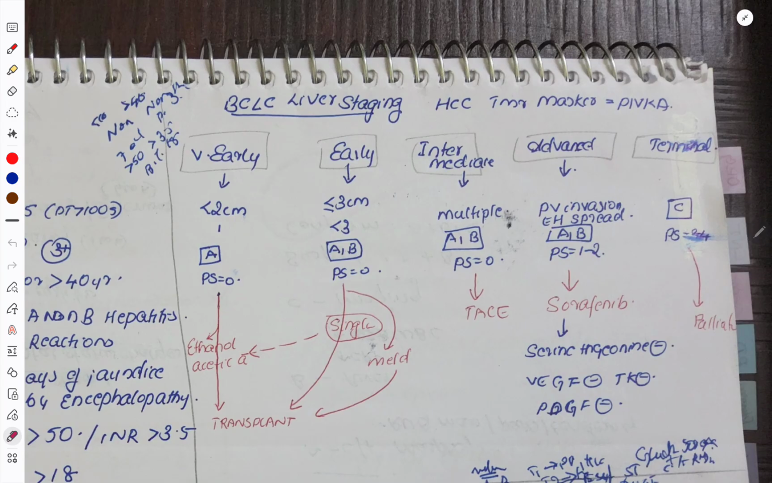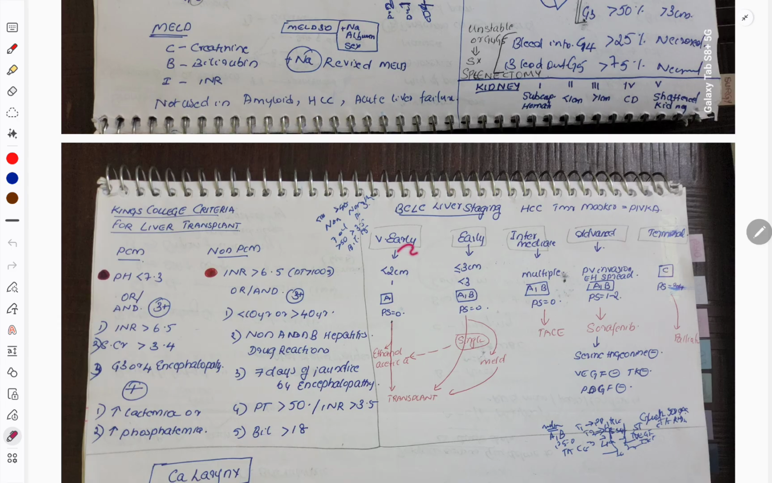Now you have the BCLC staging of carcinoma of the liver. That's one more thing we need to know. How do we understand very early, intermediate, advanced and terminal? If you see Child-Pugh score C, you don't have to do anything; only palliative treatment. If there is any portal vein invasion or extrahepatic spread, or if the PS is 1 to 2, then you give sorafenib. Sorafenib is a serine threonine inhibitor, VEGF inhibitor, tyrosine kinase inhibitor and PDGF inhibitor.